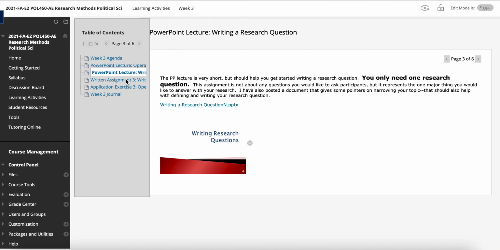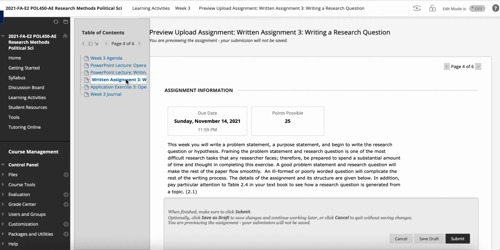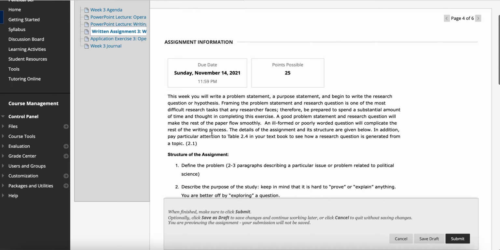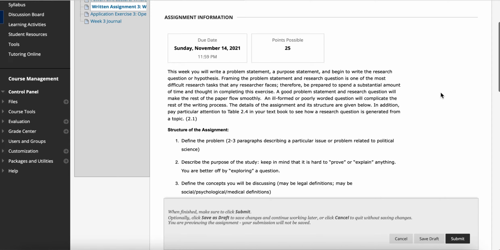And then that will take us to our 3 deliverables this week. So our first deliverable is writing a research question. It's going to be due, like all of our assignments, on Sunday at 11:59. It's 25 points that are possible. This week you will write a problem statement, a purpose statement, and to begin to write the research question or hypothesis. Framing the problem statement and the research question is one of the most difficult research tasks that any researchers face. Therefore, be prepared to spend a substantial amount of time and thought in completing this exercise.